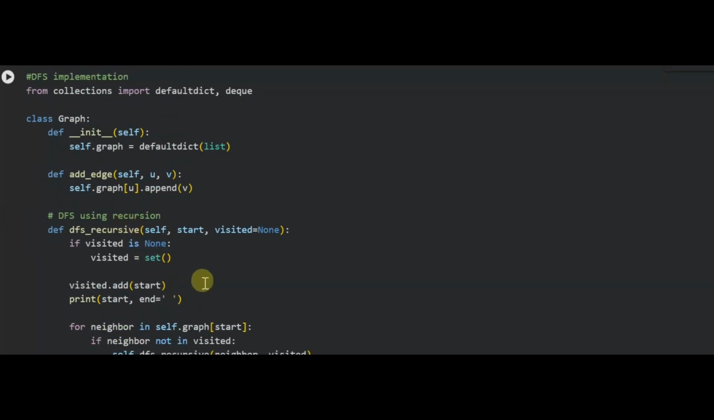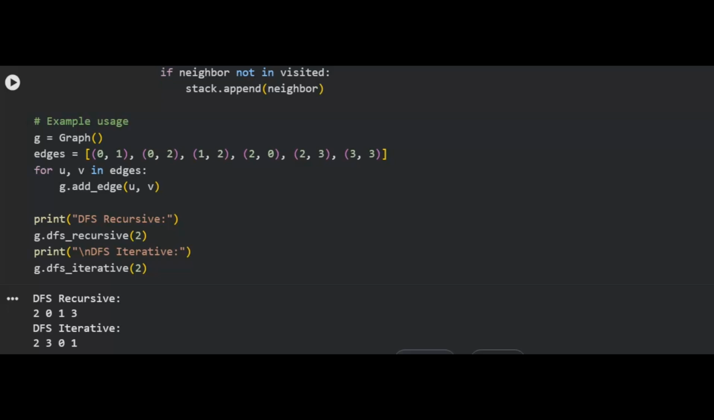The key difference between BFS and DFS is that BFS explores level by level like ripples in water, and DFS explores by going as deep as possible along each path before backtracking, like exploring a maze by going down each path completely before trying another. Okay, so the output of the DFS implementation can be seen over here.